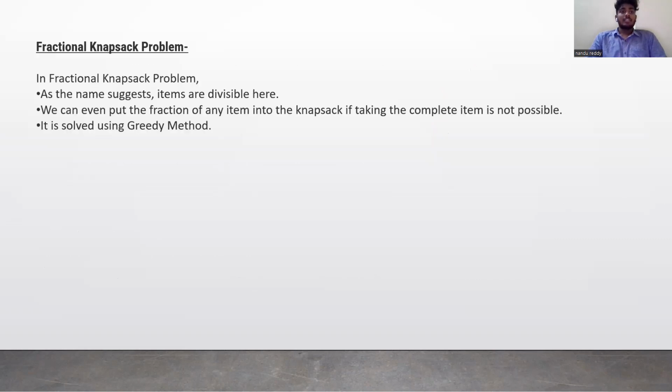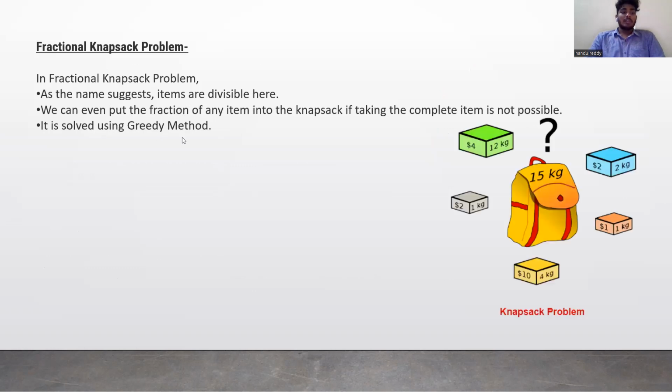Fractional knapsack. In the fractional knapsack problem, as the name suggests, items are divisible. You can even put a fraction of any item into the knapsack if taking the complete item is not possible. This is solved using the greedy method. Here these items can be put into the bag by fraction. If we have 5 kg of rice, we can put 2 kg of rice. Like 5 kg of sugar, we can take 1 kg of sugar. By seeing profit, we should take fractional parts of the items.